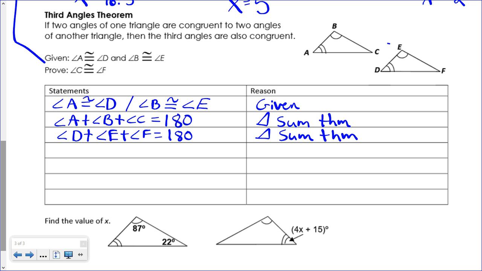You want to squash them together? Since they're both equal to 180, they must be equal to each other. More substitution? Okay. Thoughts? Substitution again? So I know A and D are congruent, right? So what can I do? Not yet. I have to rewrite it.